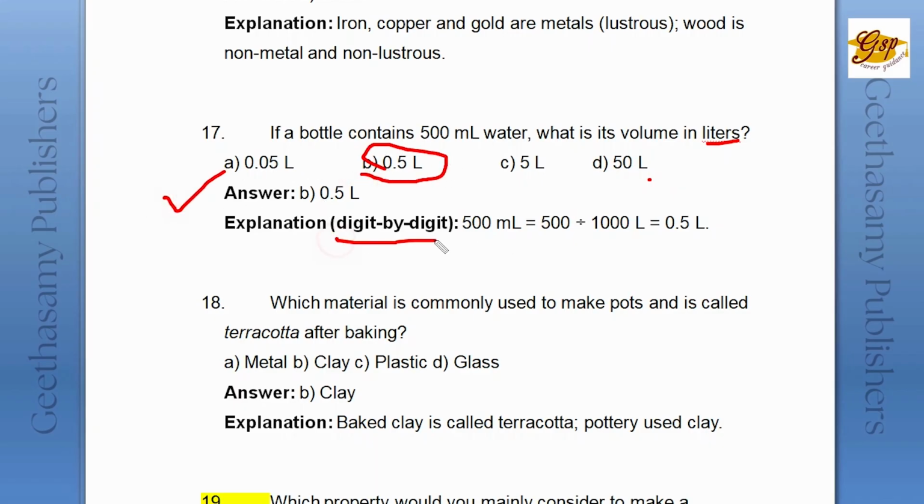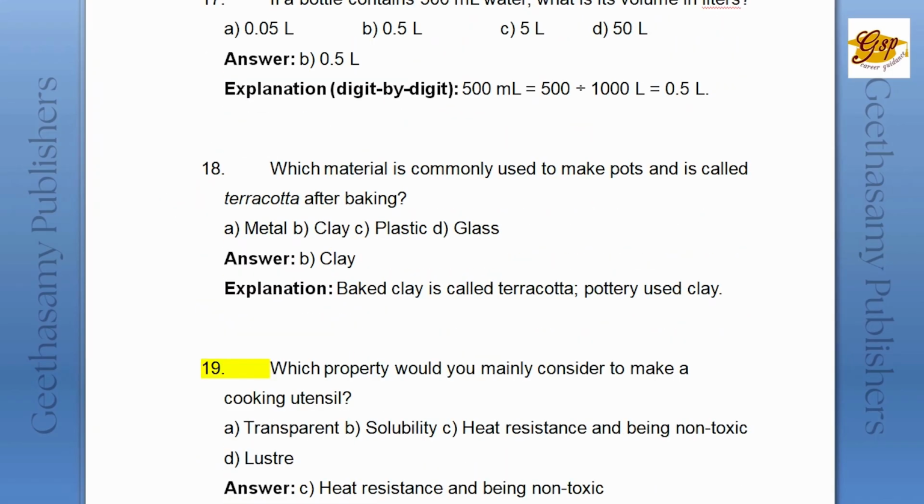Right? So it's digit by digit: 500 ml, then 500 divided by 1000 liter, that is 0.5 liter. Fine. And 18th question: which material is commonly used to make pots and is called terracotta after baking? Metal, clay, plastic, glass. It is clay, right? The baked clay is called terracotta, and pottery uses clay.